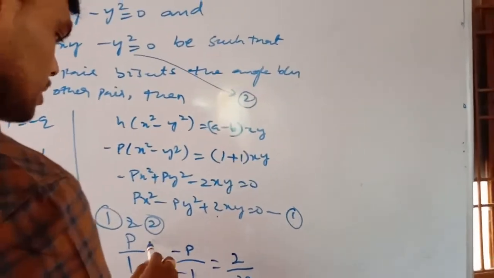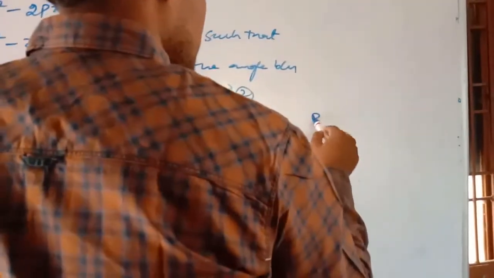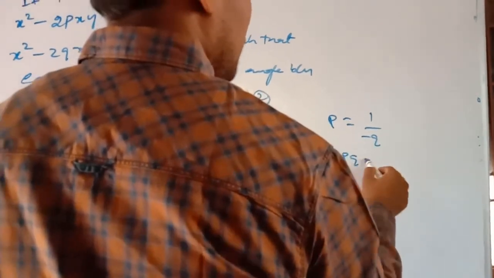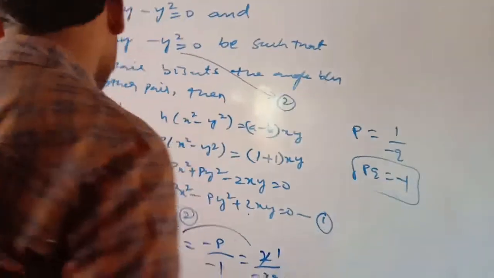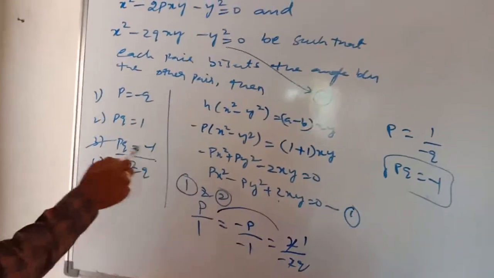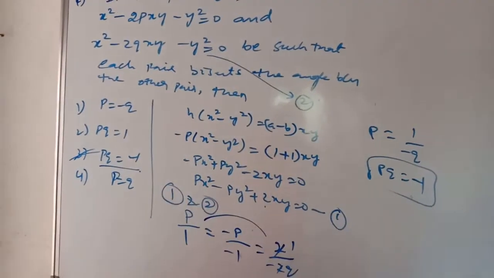Now comparing, p is equal to 1 by minus q. Now pq is equal to minus 1. Now here see the options in our material. Now the third option is pq is equal to minus 1. Okay, here the answer is pq is equal to minus 1. Okay, write down.